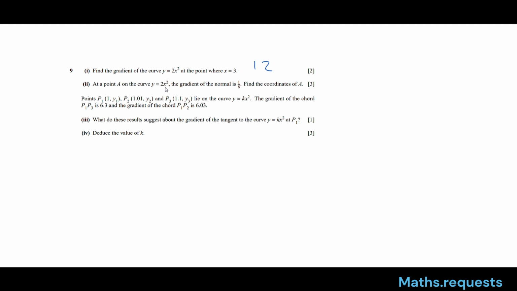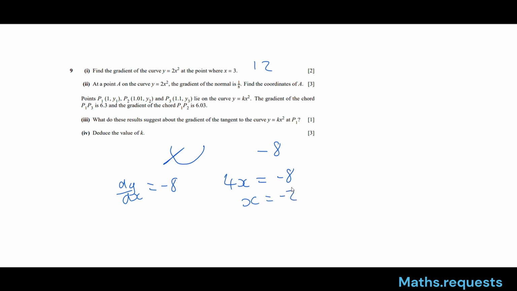At a point A on the curve y equals 2x squared, the gradient of the normal is 1/8. Find the coordinates of A. So the gradient of the normal somewhere is 1/8. So that means the gradient of the point on the curve has to be the negative reciprocal of 1/8. And the negative reciprocal of 1/8 is minus 8. So that means dy over dx has to equal minus 8. So we said dy over dx is 4x, so 4x has to equal minus 8, so x equals minus 2.